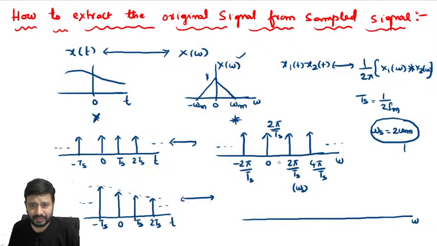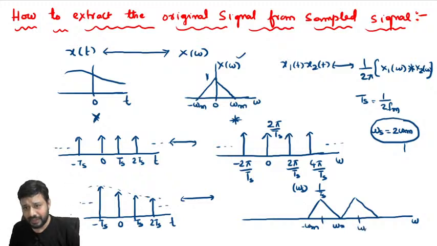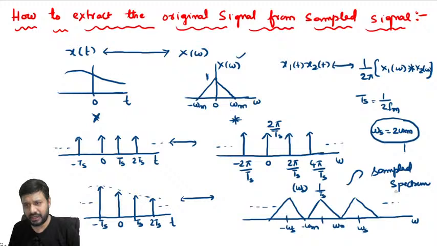Look here, x of omega convolved with the impulse at omega equal to 0 means again I will get x of omega, but weighted by 1 by Ts. This x of omega is convolved with delta of omega minus omega s. So this kind of periodical repetition we are going to get. This we call by the name sample spectrum. And we have seen the story till here.